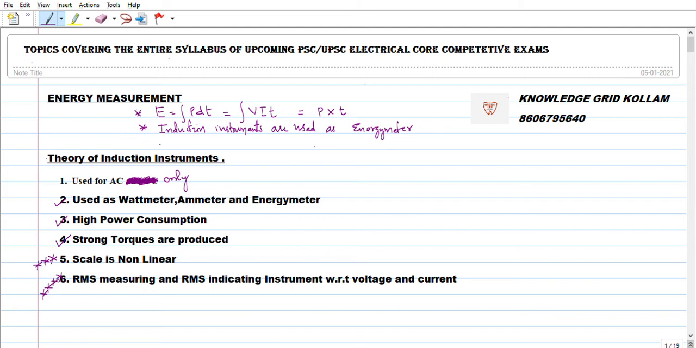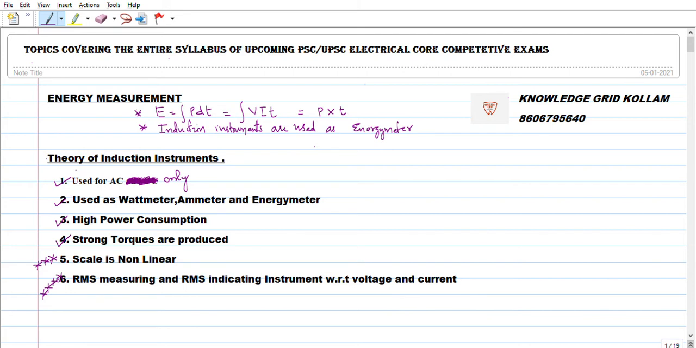Induction instruments points. Instruments classification, exceptional case: induction instruments are used for the measurement of AC quantity only, and PMMC instruments are used for the measurement of DC quantity only. Rest all instruments are used for the measurement of both AC and DC. Therefore, induction instruments are used for the measurement of AC only. That's the first important point to remember. And it can be used as a wattmeter, energy meter, and ammeter.